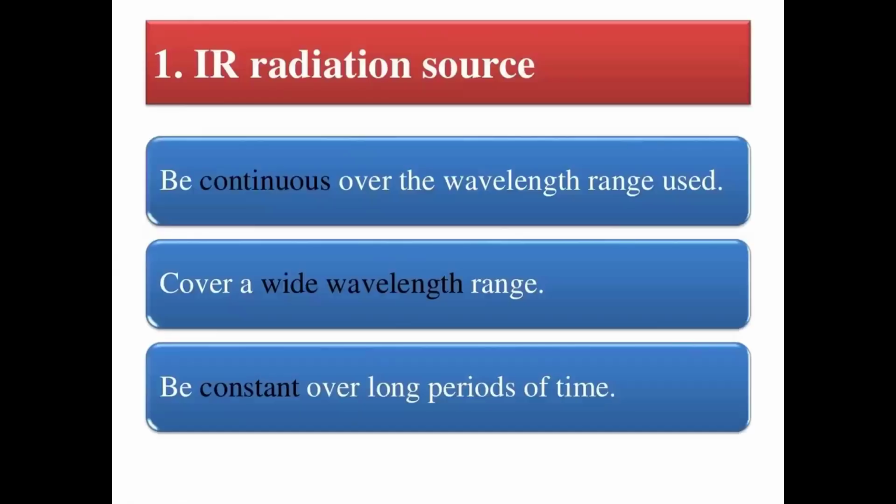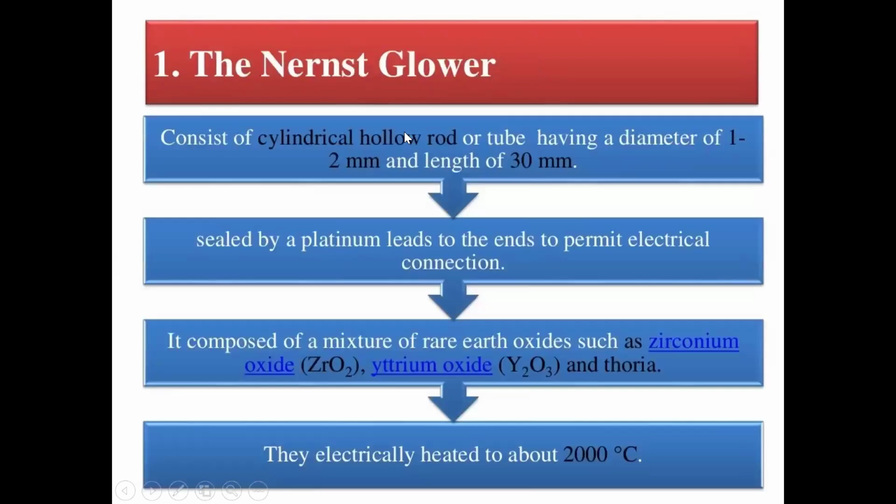This is block diagram for IR spectroscopy instrumentation. First component is infrared radiation sources. So there are four sources of infrared light. First source is Nernst Glower. Nernst Glower lo oka cylindrical hollow rod untadi. Length is 30 millimeters and diameter is 1 to 2 millimeter.